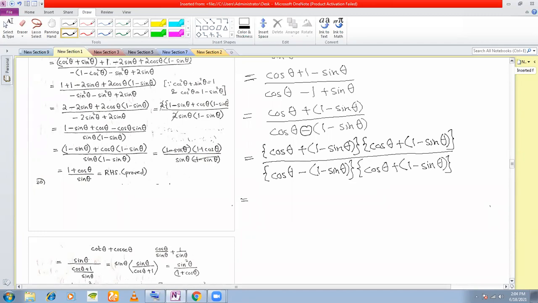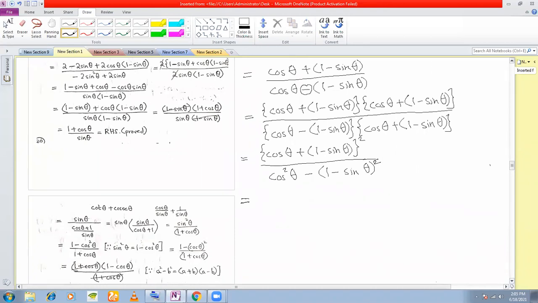Okay, once we have multiplied the numerator and denominator by cos theta plus 1 minus sine theta, now you see the numerator becomes a perfect square: (cos theta plus 1 minus sine theta) whole square. And the denominator becomes a difference of two squares: cos square theta minus (1 minus sine theta) whole square. Right? 1 minus sine theta whole square, sorry.